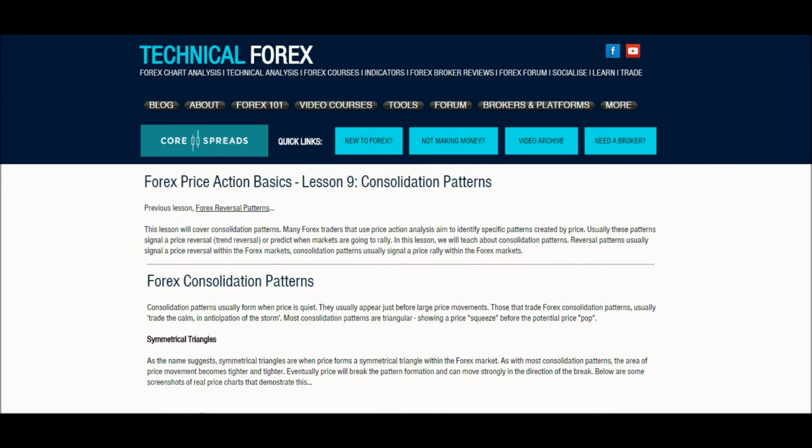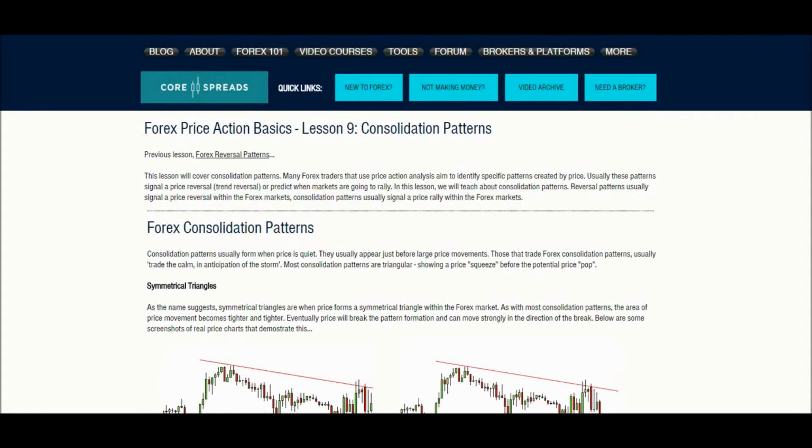But this is consolidation patterns. So in the previous lesson, we looked at reversal patterns, and I've said it a number of times in these videos. If you need to recap, just watch the videos again. I actually suggest that you take each course at least twice, just to let everything sink in.